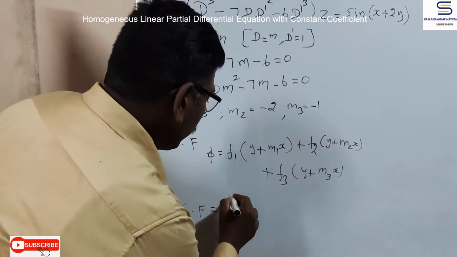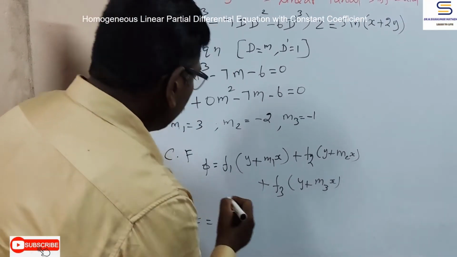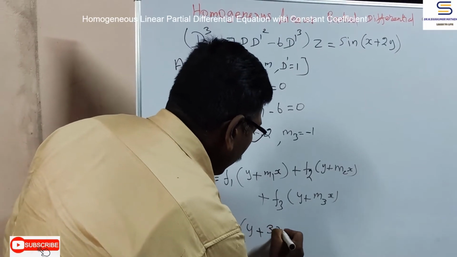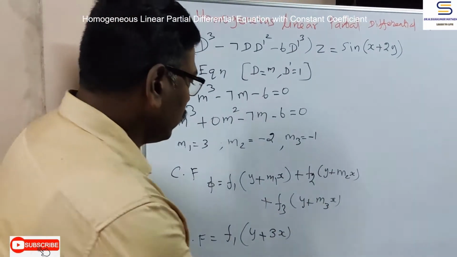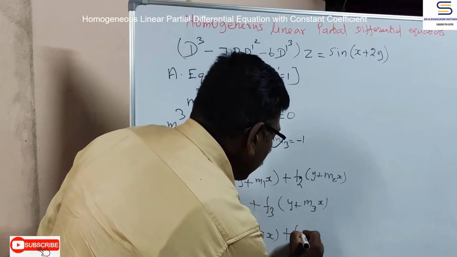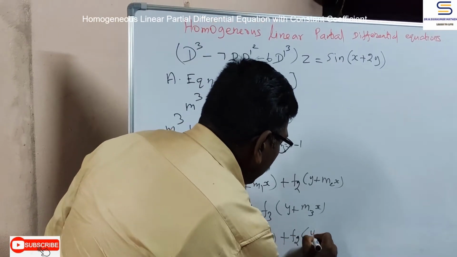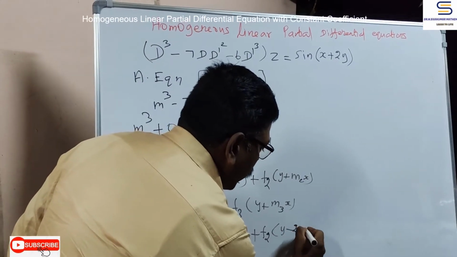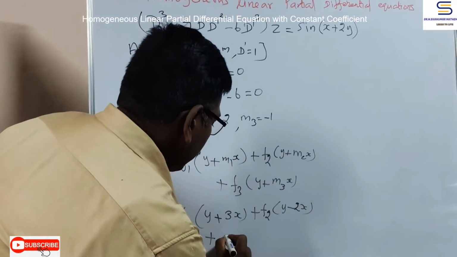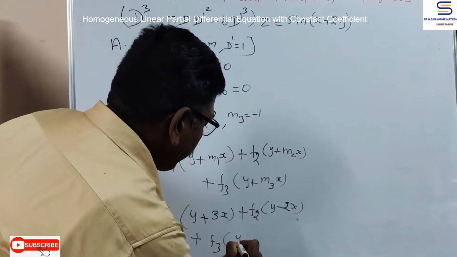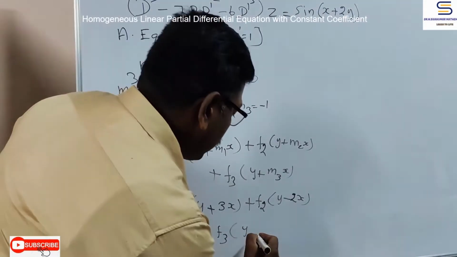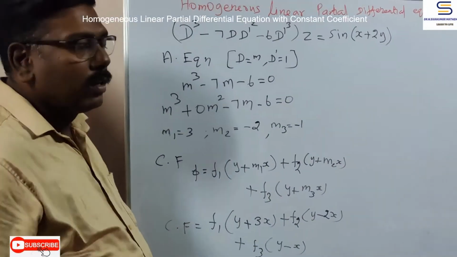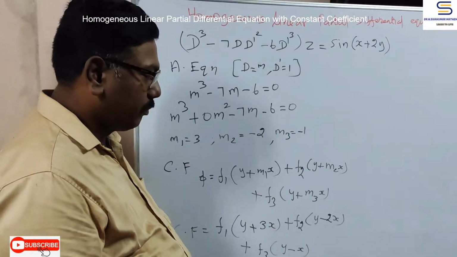So CF equals: m1 is 3, so f1 of (y + 3x), plus f2 of (y − 2x), since m2 is −2, plus f3 of (y − x), since m3 is −1. This is the complementary function.